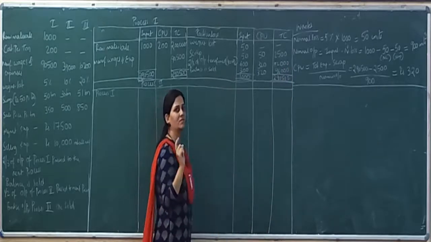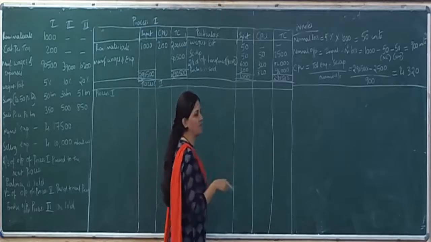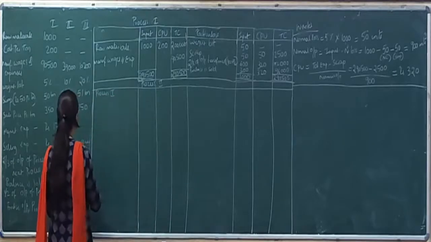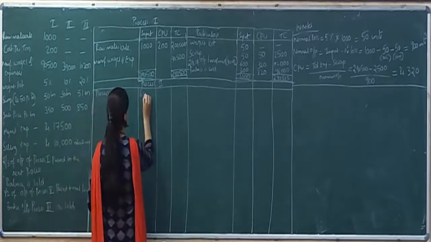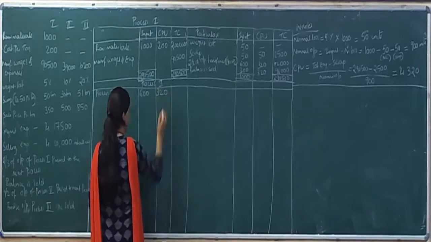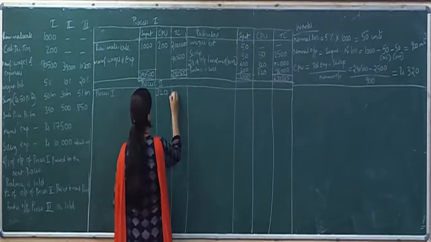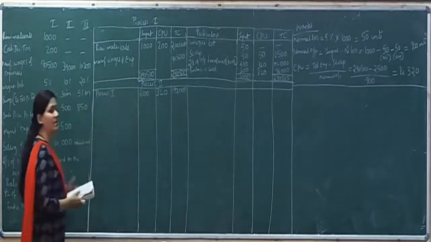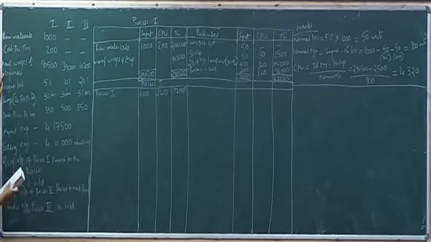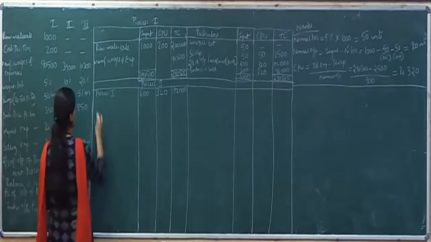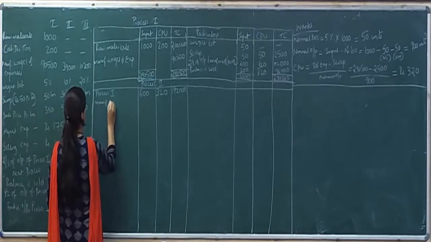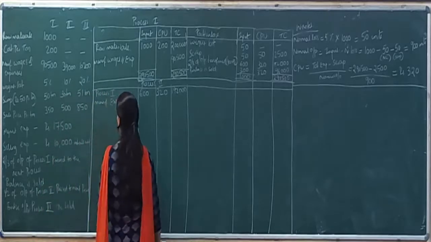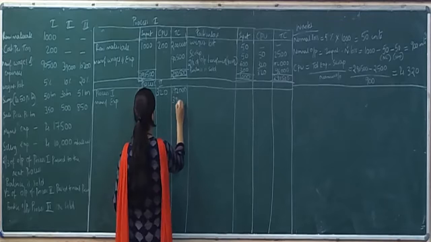This much is sold: 300 units at 320 rupees. A total value of 96,000 was sold, and the remaining is transferred to the next process. So from process 1, we will write here 600, CPU is 320, 1,92,000. Next we need to record any other expenses. We have manufacturing expenses of 39,000.